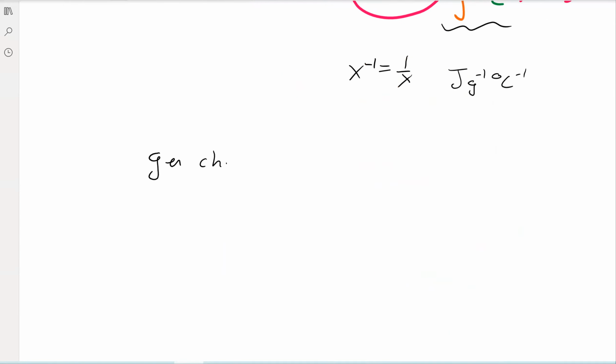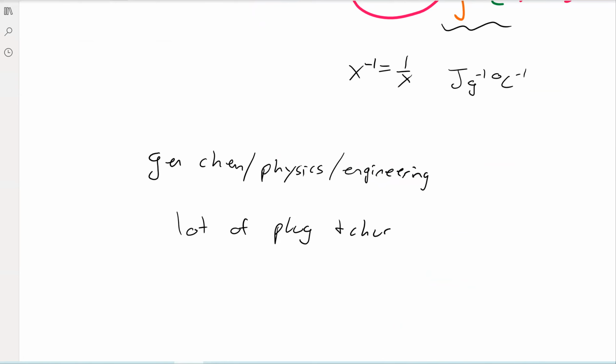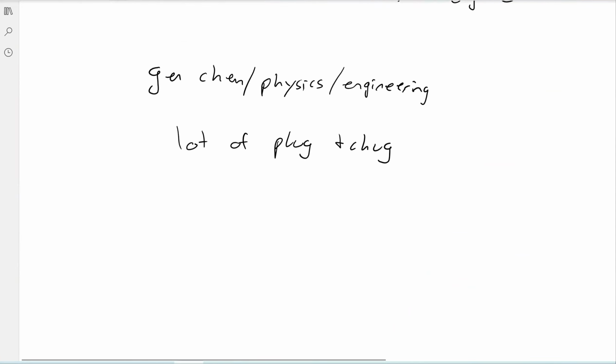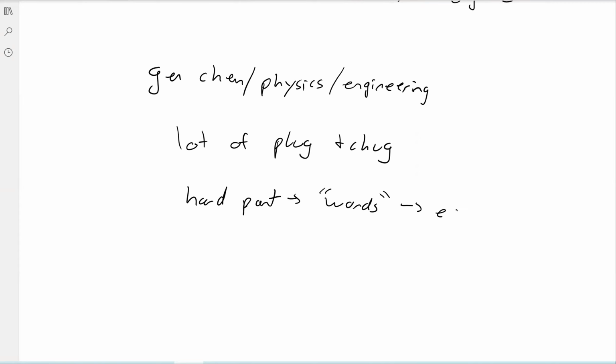Overall, in general chemistry, and usually in low-level physics classes and low-level engineering classes, there's going to be a lot of plug and chug. A lot of these types of problems are some kind of word problem where you have to figure out what equation to use. You have to find your values, put them in there, and then you have to solve algebraically, right? Oftentimes the hard part is going from the word problem to the equation. Unfortunately, that's also the most important part because that's what develops that critical thinking ability.